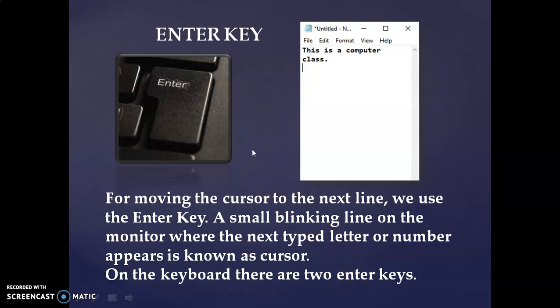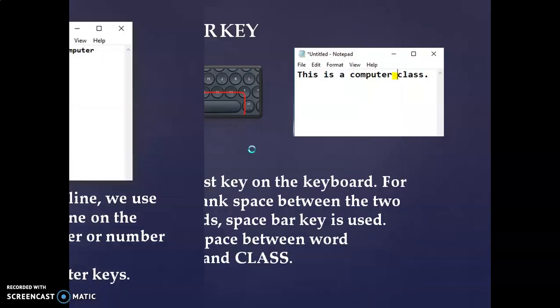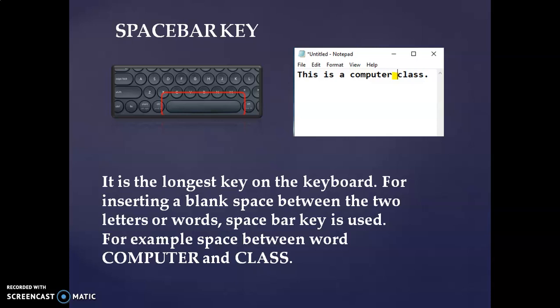So next key is spacebar key. This is our spacebar key on a keyboard. This is the longest key available on the keyboard, and it is used to give blank spaces between the letters, words or numbers. Like this, suppose we have to give space between computer and class. So what we have to press? We have to press this space bar, and it is the longest key on the keyboard.